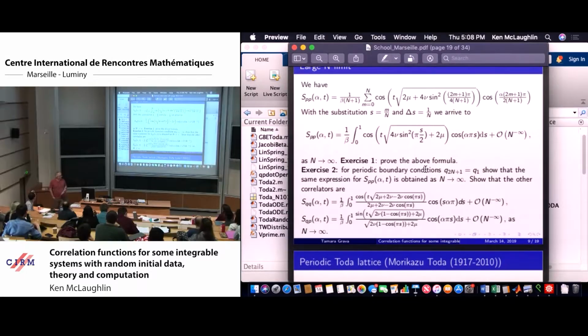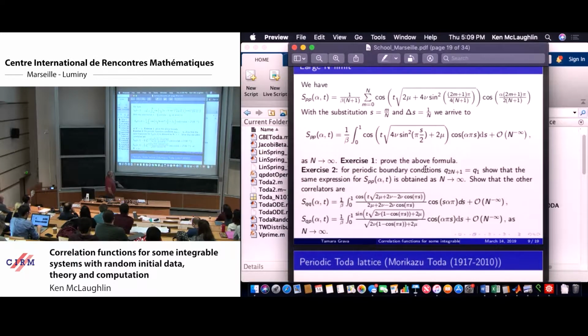You were given an assignment earlier today. Pass them down. I'm kidding. But so there were two problems. One was to carry out the derivation of the space-time correlation function in the case of periodic boundary conditions. And there was another problem which was to understand the error.